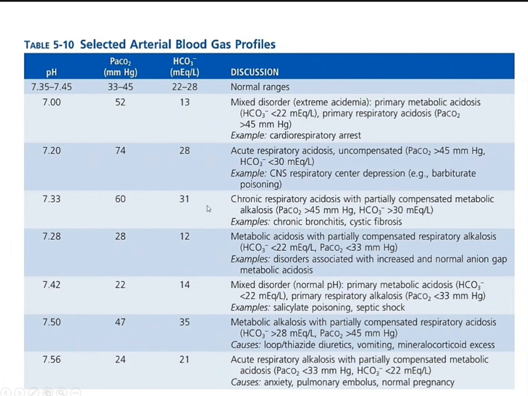So there is a partial compensation. Why is it partial? Because the pH is still acidic. If the pH had been in the normal range, then it would have been fully compensated. Metabolic acidosis with partially compensated respiratory alkalosis.